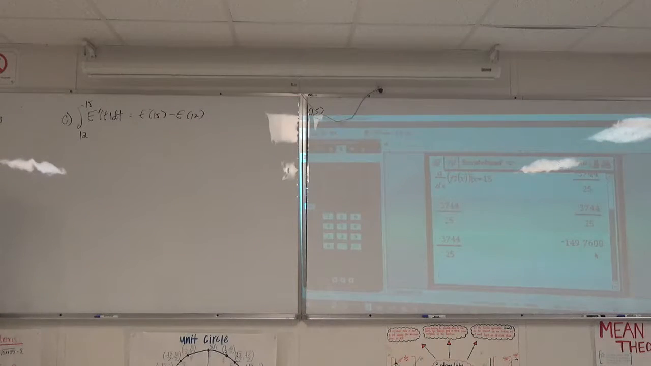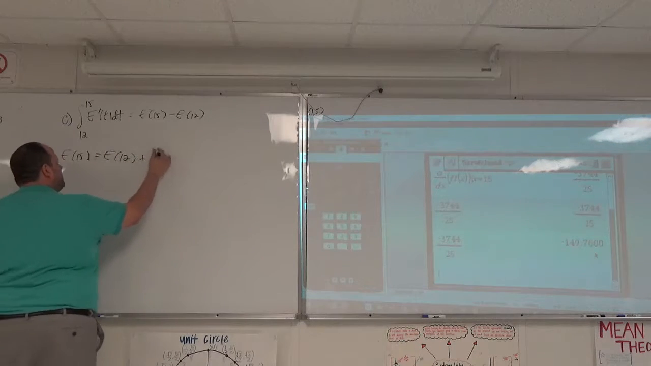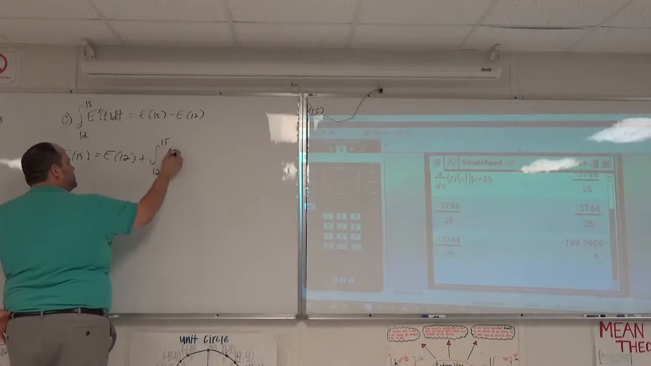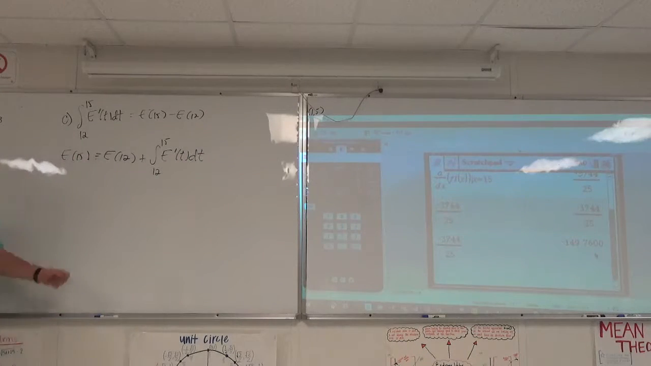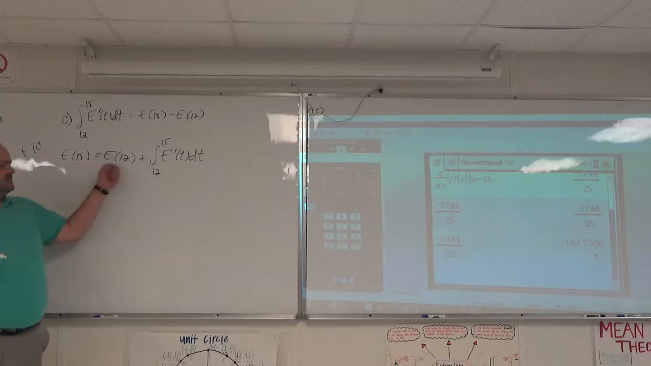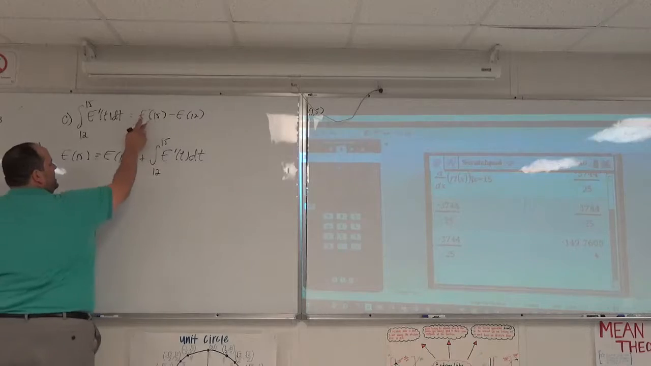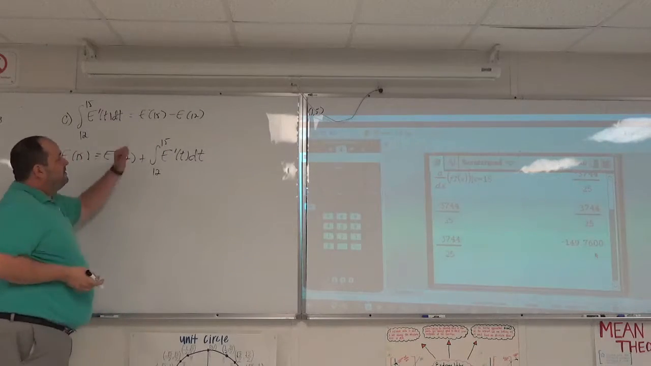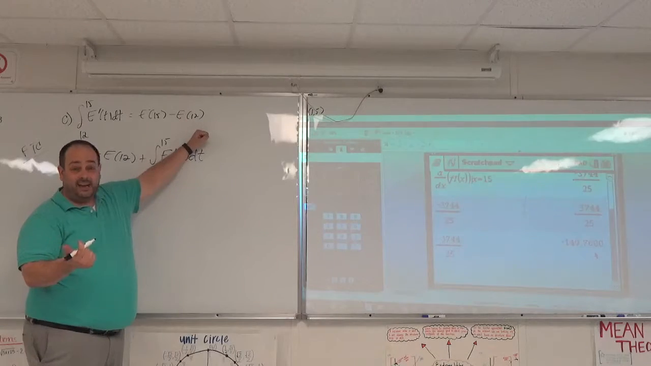Right, when we were doing the fundamental theorem of calculus, you may have written the problem this way: E of 15 equals E of 12 plus the integral from 12 to 15 of E prime of t dt. This is what the standard presentation would look like. I want this part, so find E of 15 minus E of 12. E of 15 I can get on the calculator. E of 12 I can get on the calculator.